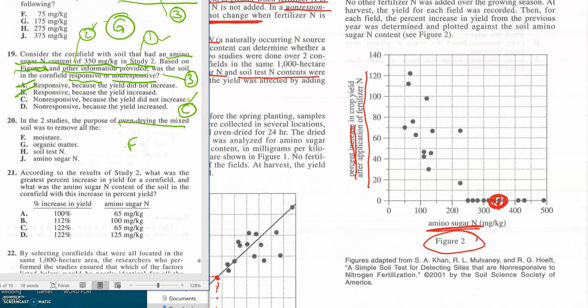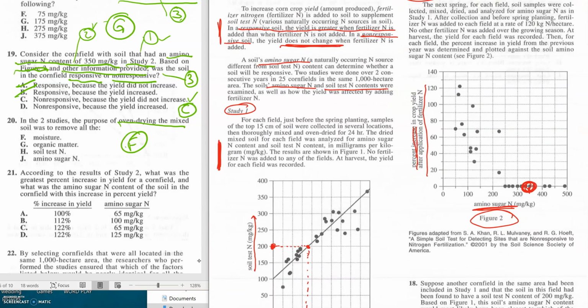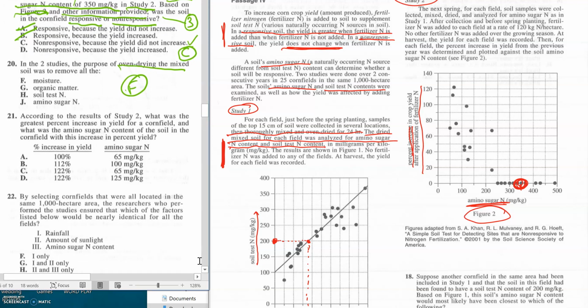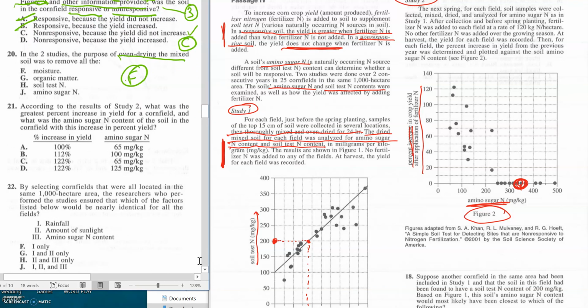But for the sake of this, I was just going to look and see if it mentions anything about soil drying or oven drying. I just saw it there. Collected, it says then thoroughly mixed and oven dried for 24 hours. The dried mixed soil for each field was analysed for amino sugar and soil. So obviously you're not going to try and take out the amino sugar content of the soil test because that's what you're measuring. You're not drying it to take it out. So yeah, the answer is F. But yeah, I would have just put that F in as my answer in about 2 seconds.